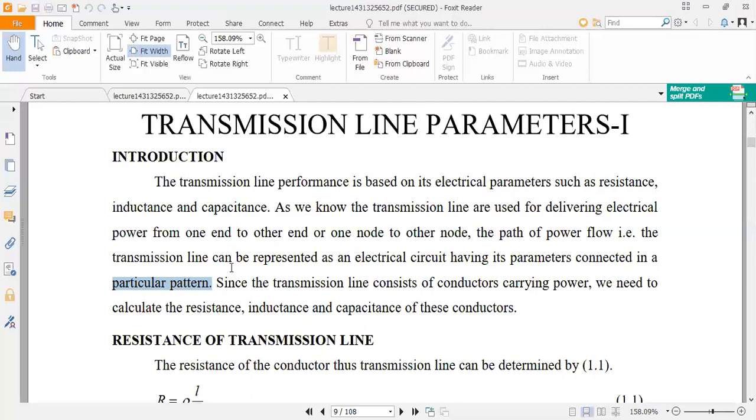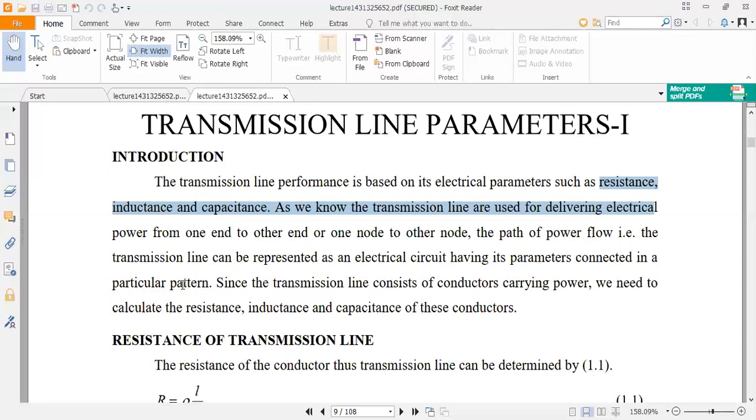These parameters are the backbone of the transmission line, because through these parameters we can check the performance of the transmission line. What are the parameters in terms of performance? The major performance parameters are, first, the efficiency, and second, the voltage regulation.